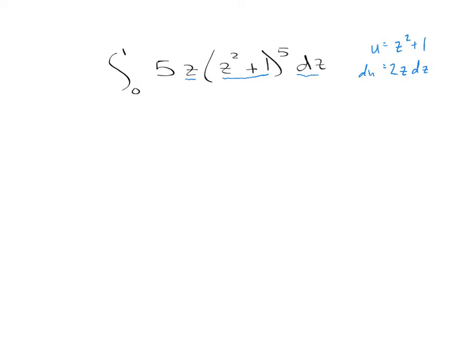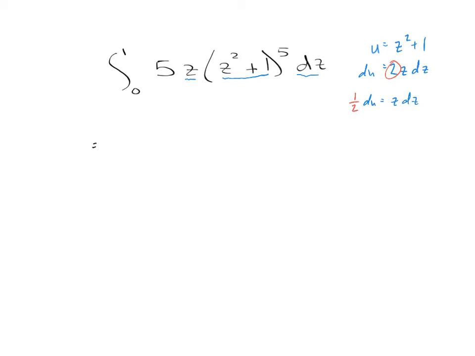That's good, but I don't have a 2. I've got a 5. Kind of looks like a 2, but it's not exactly. So same as the last problem. I'm going to take that 2, write it on the other side of that equation. 1/2 du is equal to z dz. All right, and then we have our integral.